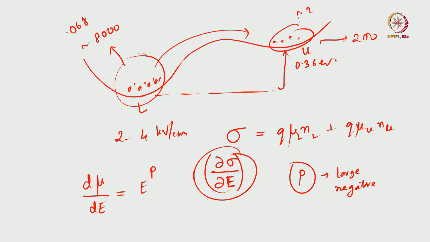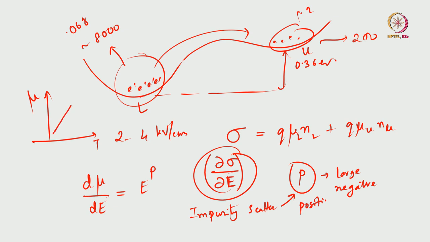Now, it so happens that if you have impurity scattering of electrons, then this P is actually positive. If you remember, if you plot mobility with respect to, for instance, temperature, with impurity your mobility keeps rising, with phonon the mobility keeps dropping, remember that. So, this P exponent is positive for impurity scattering, and if you have a lot of impurity scattering, then you will not get a negative differential resistance, because impurity scattering will mask out the effect of intervalley scattering and electrons getting to another valley. So, that is why you need a very pure material, with as little impurity as possible, that is very important.